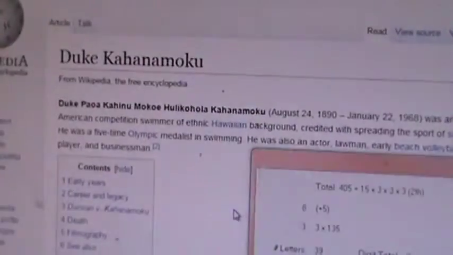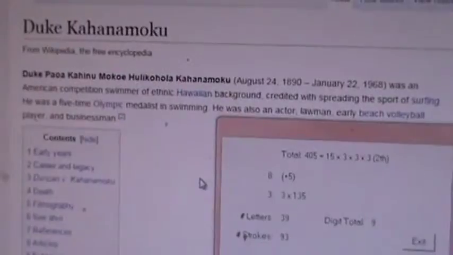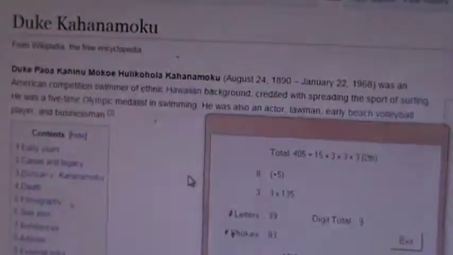39 letters in a name? Like, one more time. I can't resist. Duke Pa'oa Kahinu Moko Hulikohola Kahanamoku. Oh man, if I could rattle that one off with the best of them, I'd be cracking coconuts in Hawaii my whole life. Okay, so there you go.